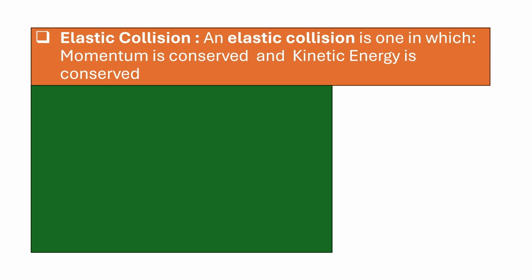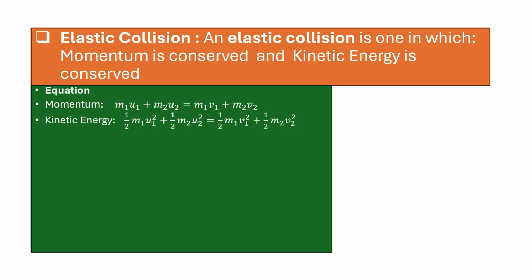Next topic, very, very important, related to momentum is elastic collision. Now, elastic collision is what exactly? In this, you need to remember that momentum is conserved and kinetic energy is also conserved. That means when we talk about momentum, m1u1 plus m2u2 is equal to m1v1 plus m2v2.